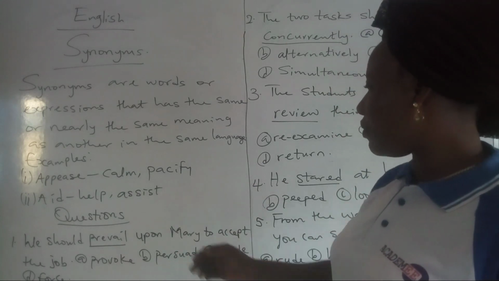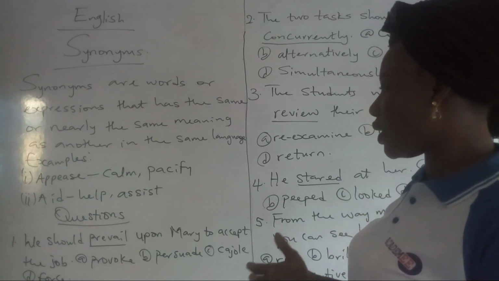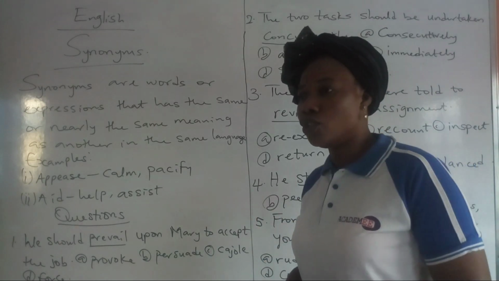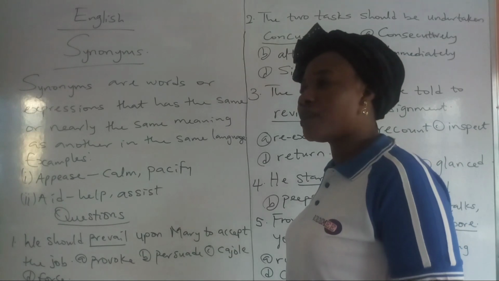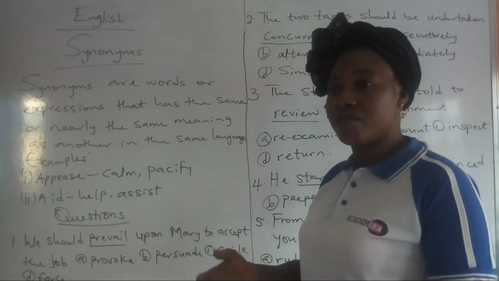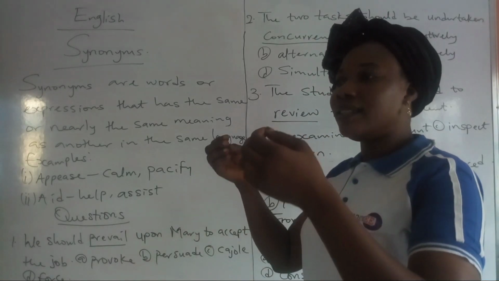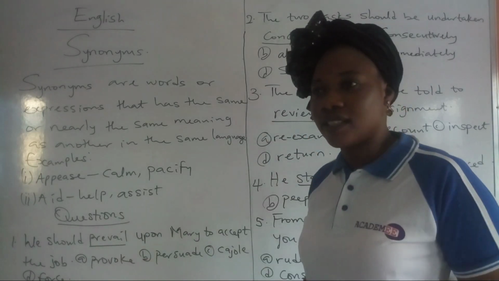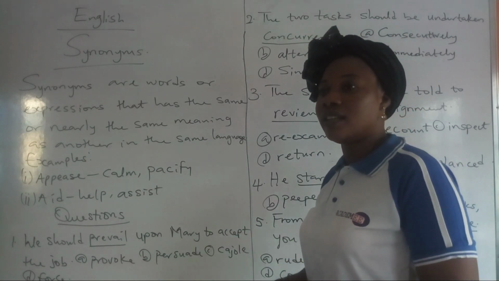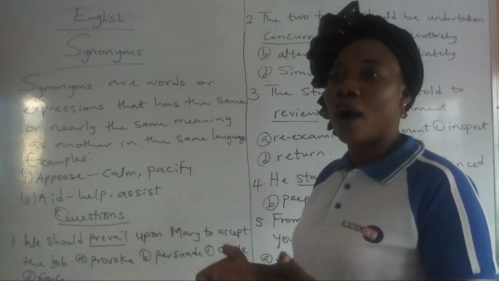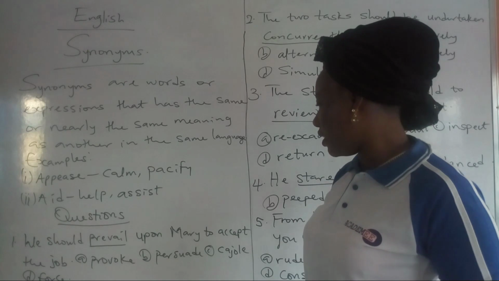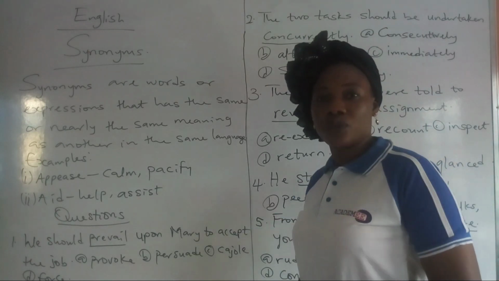The way a particular word is being used determines the meaning, and that will help you to choose your synonyms correctly. So prevail here, the way it is being used, we are trying to persuade Mary to accept the job. And for you to persuade somebody, you must let Mary, who is a female, know the reason for taking this job and the benefits she is to derive from it. So we need to persuade her for her to understand that the job is necessary even for our own personal survival. And the best answer option here is B, which is persuade.